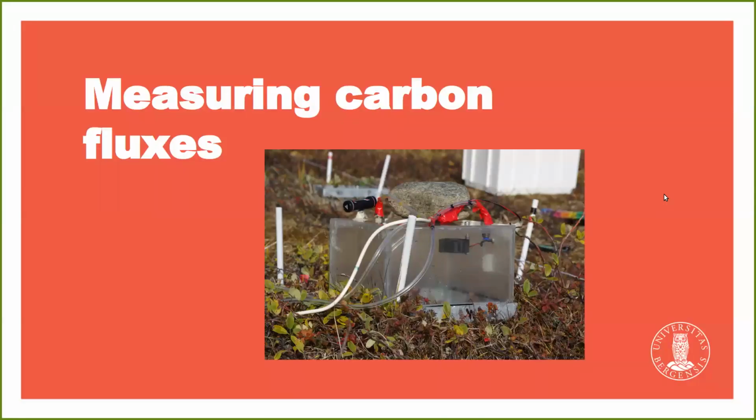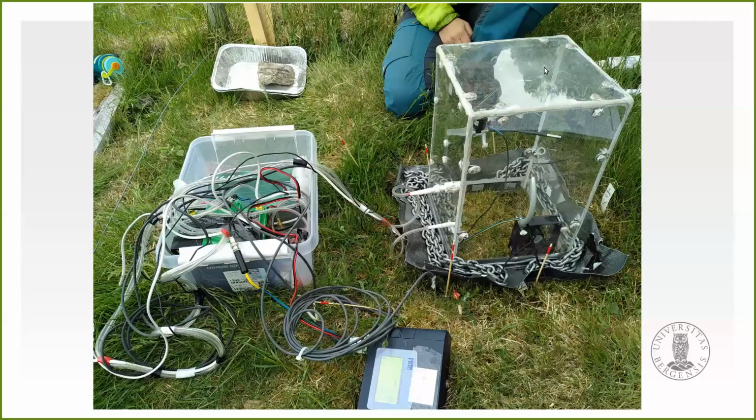So briefly, what we're going to do in the field, so that everybody has a little bit of an idea of what's going on. There was a flux chamber in Greenland. It was windy. Norway is less windy, so we don't need the stone anymore on top of the chamber. What we have here is a flux chamber that we put on the plot, and it's made airtight with a chain there. Then we have tubes and a pump that is pumping the air from inside the chamber to the gas analyzer there, and pumping back the air to the chamber. So it's a closed loop system.